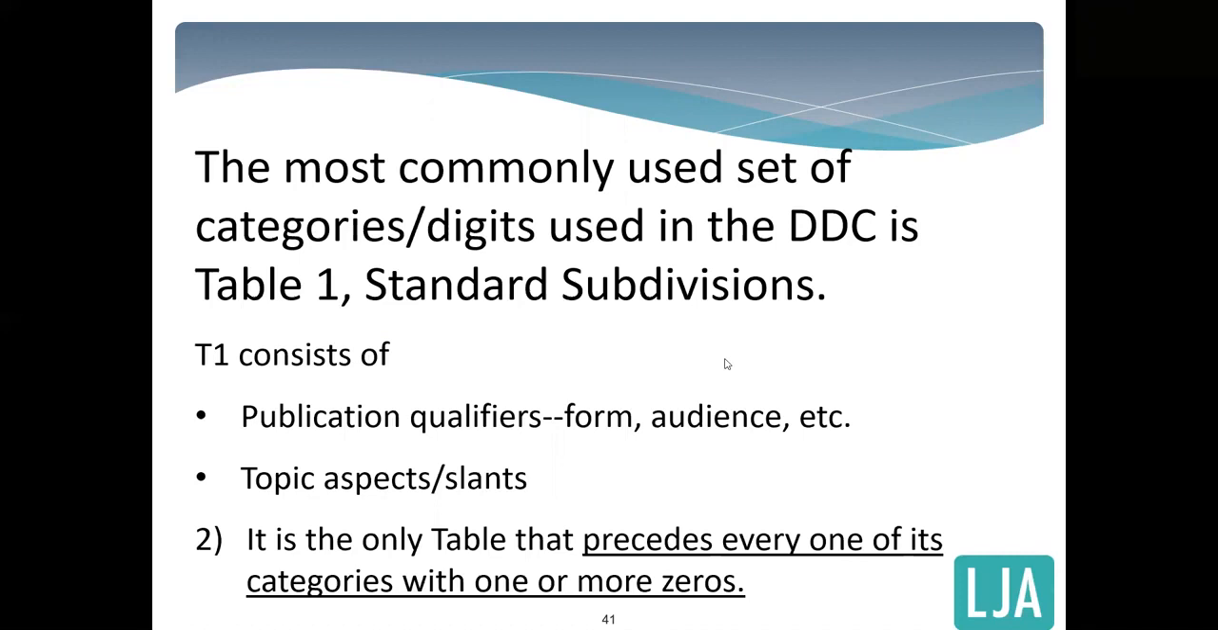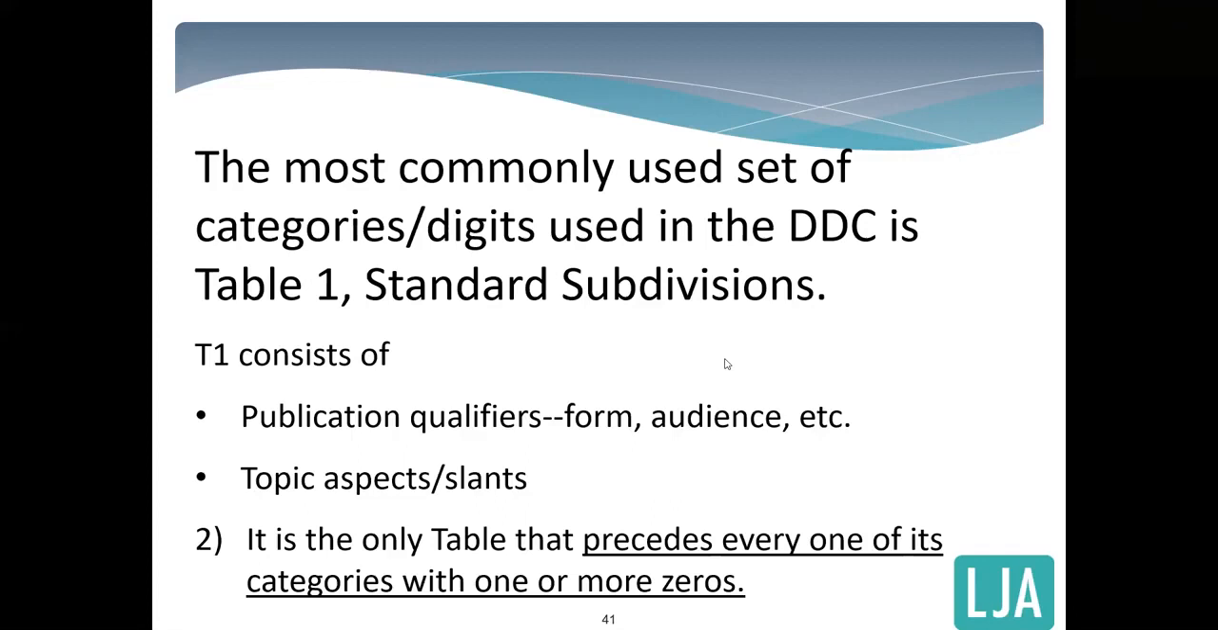And in fact, as we go forward, especially class 4, when your exercise is focused on number building, we will actually use multiple tables. So we won't be using just the animal husbandry section, we'll be using some others. That's our big final exercise where you will be doing number building. Table 1 consists of things like publication, qualifiers, like form and audience, and then topic aspects, and that's where you can get a little bit more information.